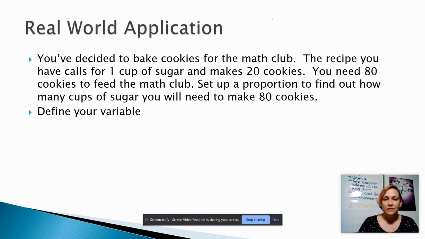So in the very last sentence, it says, set up a proportion, so 2 fractions equal to each other, to find out how many cups of sugar you will need to make the 80 cookies. So that's what we're trying to solve for. We're trying to figure out how many cups of sugar. So that's what my variable is going to represent. X is the cups of sugar that I need.